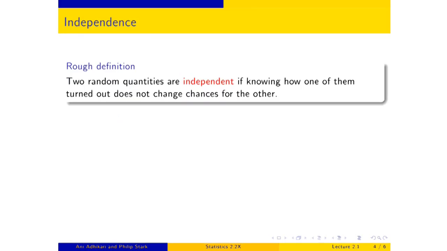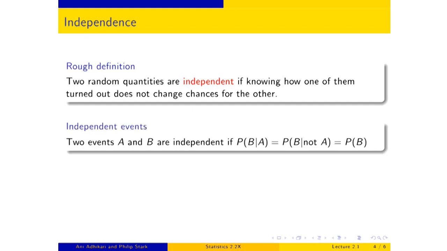So in general, what is independence? Roughly, 2 random quantities are independent if knowing one of them does not affect what you say are the chances for the other. More formally, 2 events are independent can be given a formula definition. Recall what we just said. We said 2 quantities are independent if knowing that one of them happened doesn't affect chances for the other.